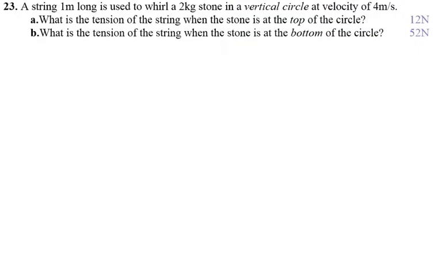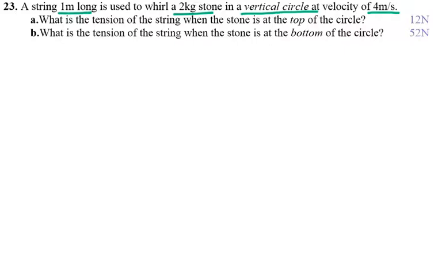Here's the first question with the vertical motion. So here is the vertical circle. In this case, you have a 2 kilogram stone connected to a 1 meter long string, and it is rotated at 4 meters per second. They ask you to find the tension in the string when the stone is at the top and the bottom of the circle.